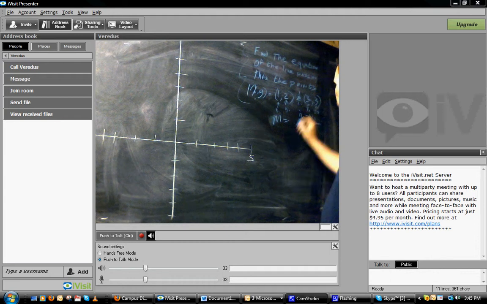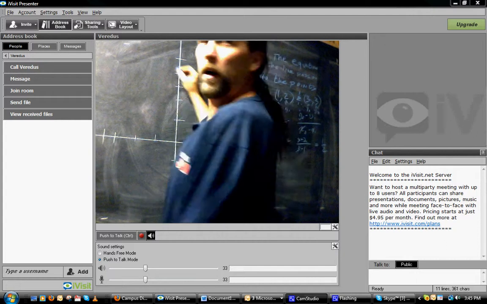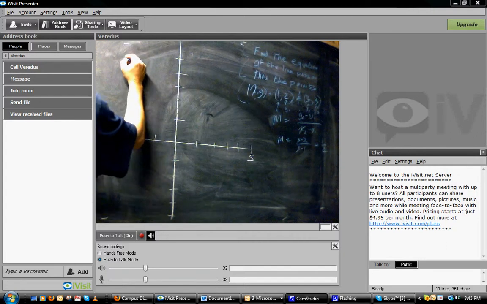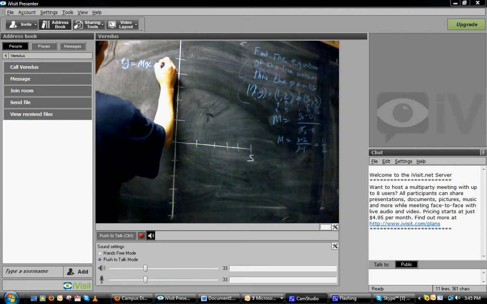Anyway, so we have m equals this y minus this y, which is 3 minus 2, over this x minus this x, which is 3 minus 1, and that equals a half. So now we have our slope. And the slope of a line is given in the form of y equals mx plus b. I will write it here.